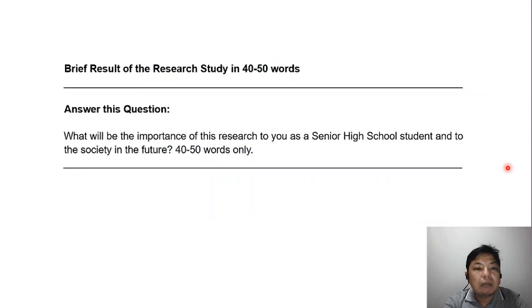Okay, now, ano yung brief result of the research study? I want you to write it in 40 to 50 words and answer this question. What will be the importance of this research to you as a senior high school student and to the society in the future? So write your answer in 40 to 50 words only.